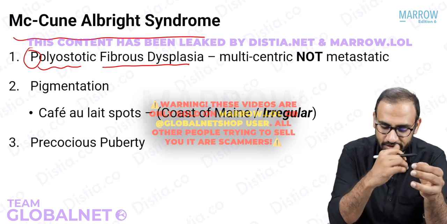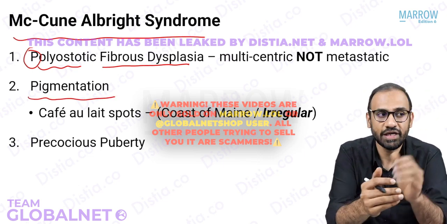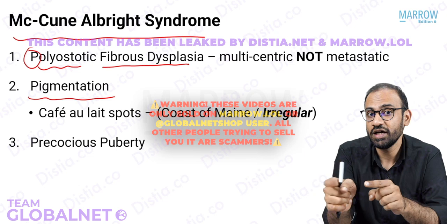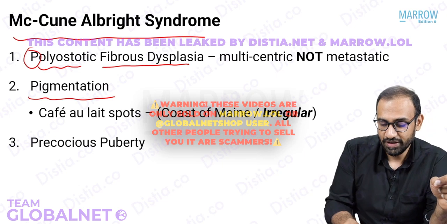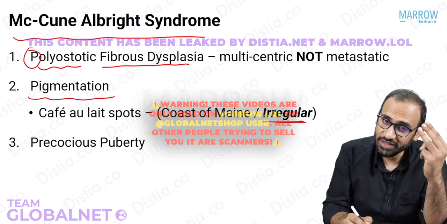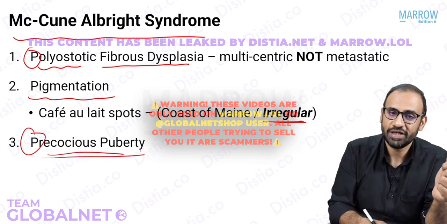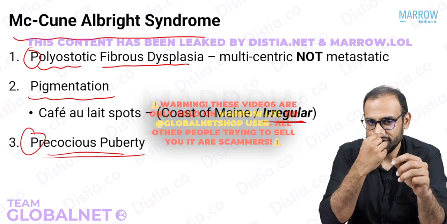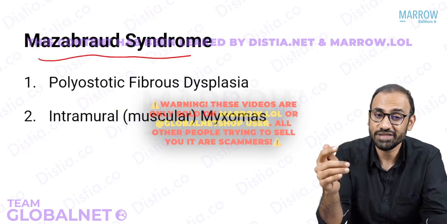Okay. Second P is pigmentation. The patient will have pigmentation on the skin. What type of pigmentation? Café au lait spots, which are different from the café au lait spots that you see in neurofibromatosis. They are different. How are they different? Here the café au lait spots are irregular, whereas in neurofibromatosis they are smooth. Okay. The third P of McCune-Albright syndrome is precocious puberty. So pigmentation, precocious puberty, and polyostotic fibrous dysplasia. A patient presents to you with these 3 Ps, he has McCune-Albright syndrome. Okay, what is Mazabrod syndrome?